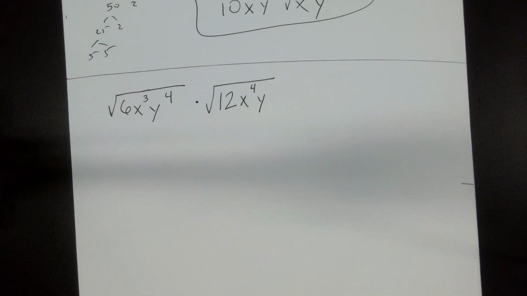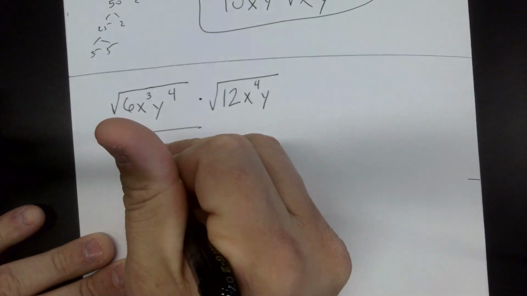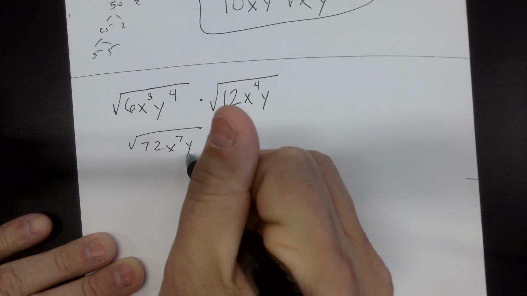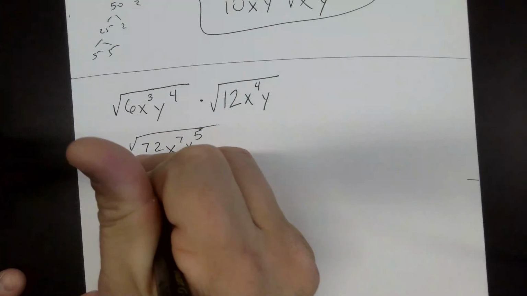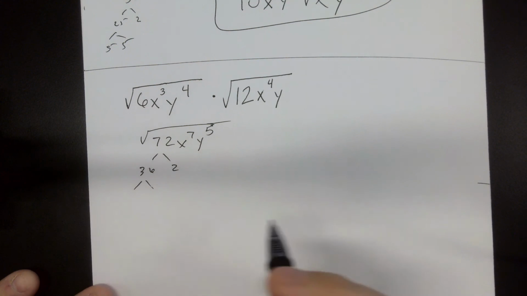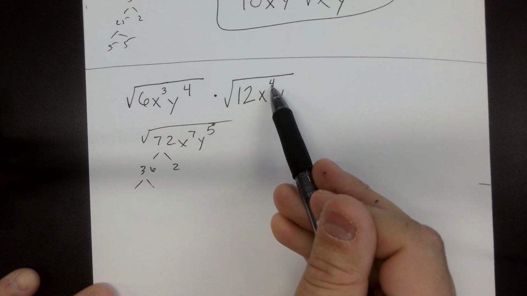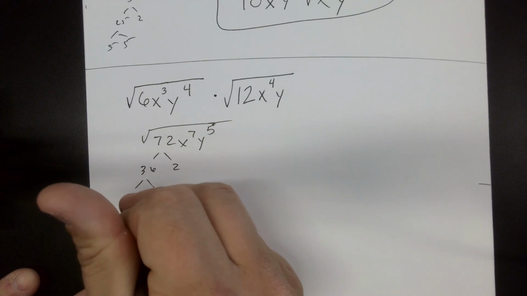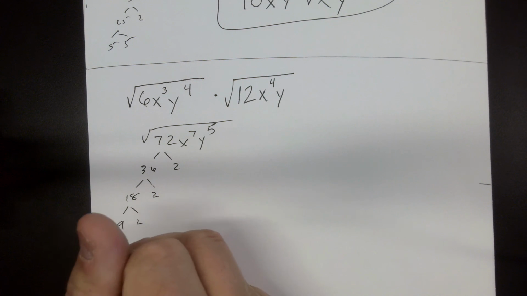Okay, we ready? All right, time's up. We're going to multiply 6 and 2 together to get 72. X to the 7th, y to the 5th. Am I right? Wrong. Factor 72: 36 and 2. X is 3 plus 4, so it's 7. 18, 2. 9, 2. 3 and 3.